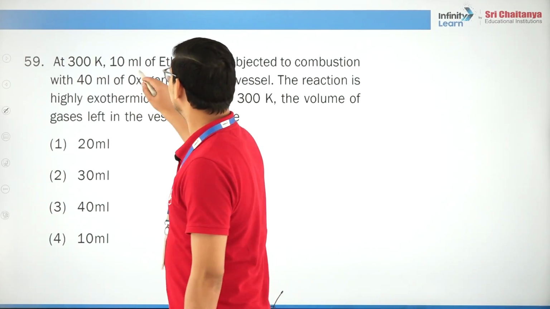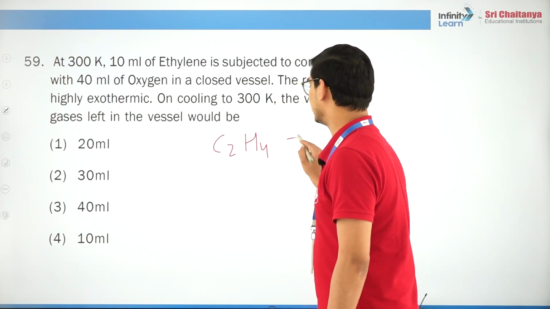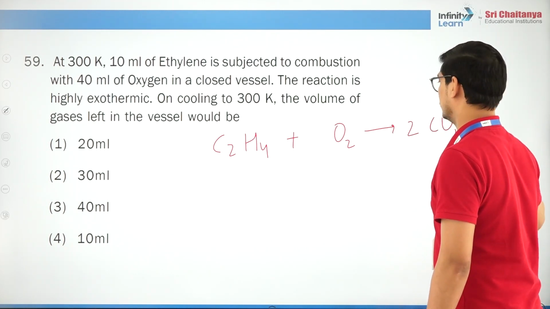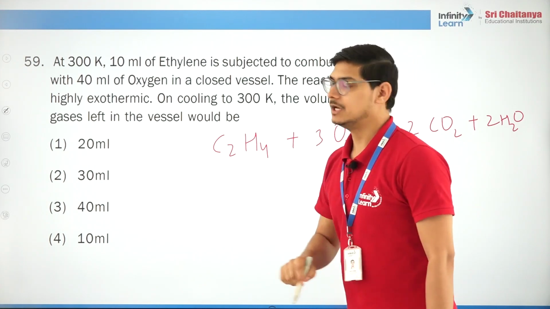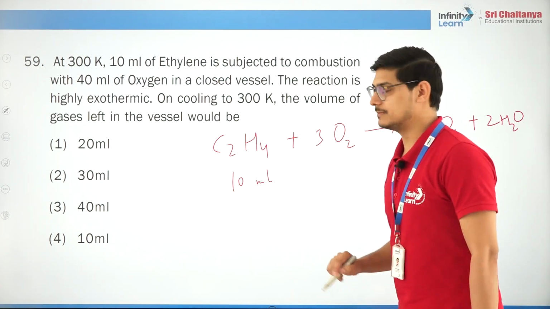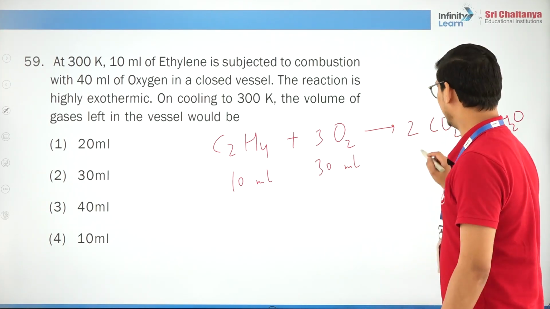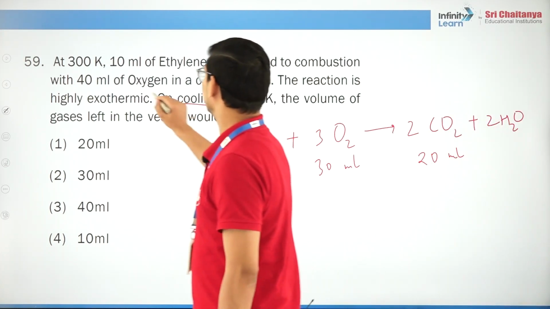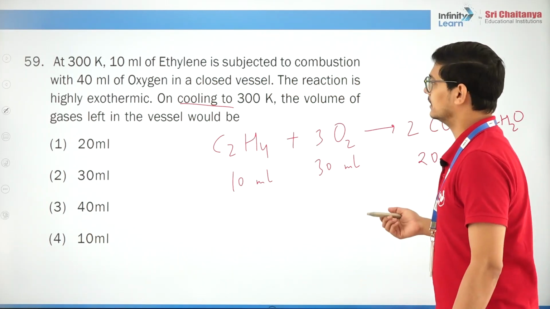At 300 Kelvin, 10 ml of ethylene, C2H4. So let us write the combustion equation. It is 2CO2 and 2H2O. So it is 3, okay. So if you have 10 ml of ethylene, for complete combustion, we need 30 ml of oxygen, right? And then we get 20 ml of CO2. Water on cooling will liquefy, right? Vapor will liquefy, so we'll discount it basically.